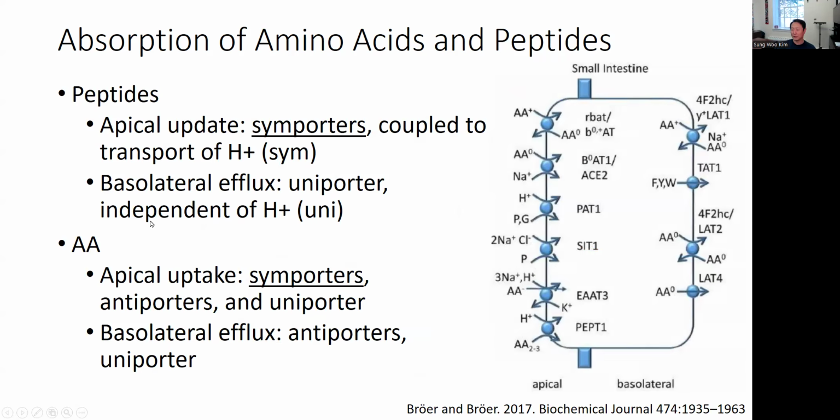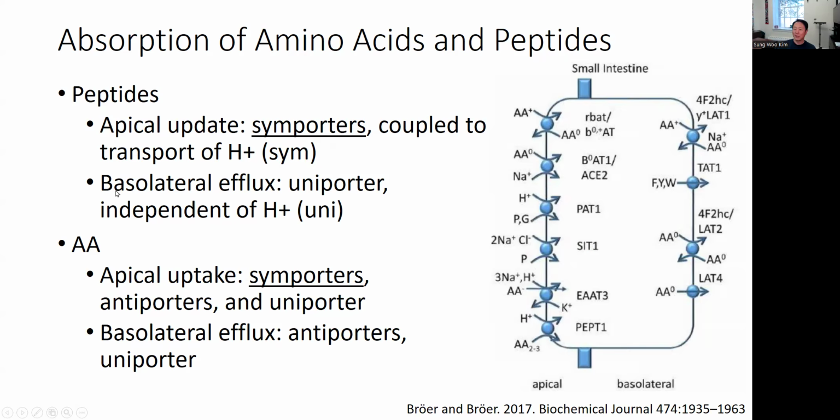If I summarize a little bit, peptides here mean dipeptides and tripeptides, and AA means free amino acids or single amino acids. In the case of dipeptides and tripeptides, their apical uptake is by symporters, and they mainly use hydrogen, so it is an energy-spending process.